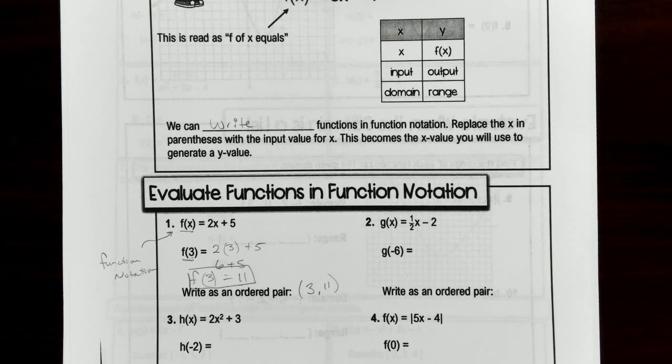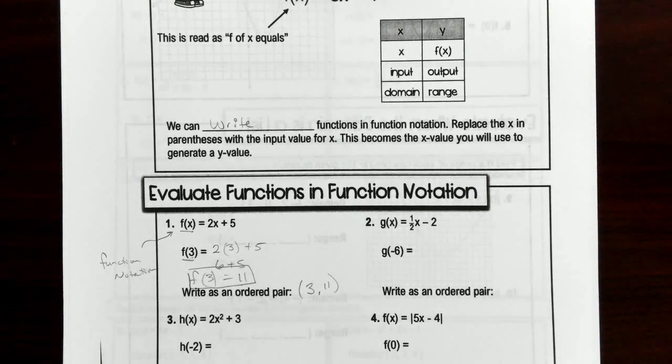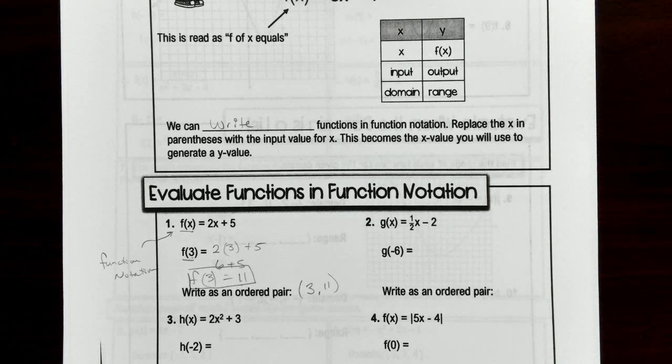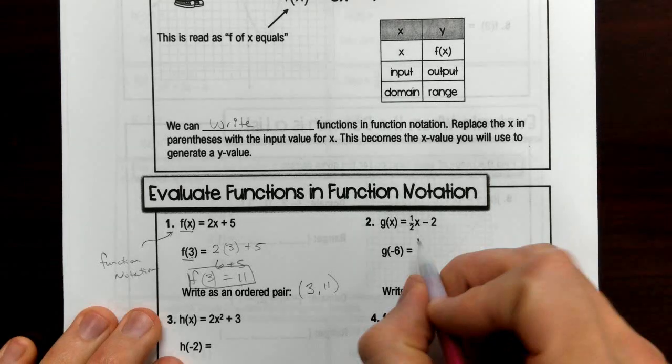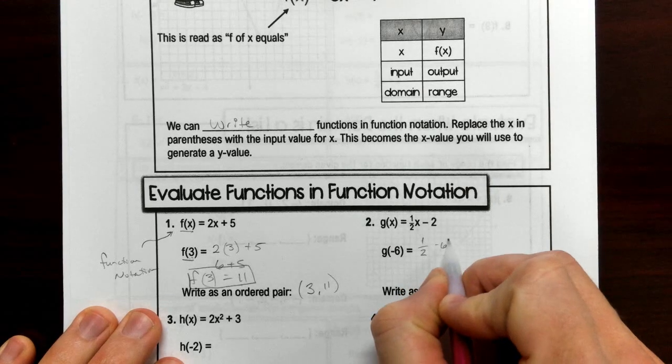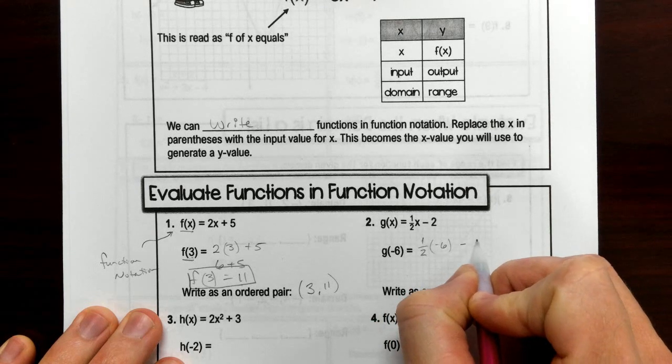So Camelia, you there? Yeah. Hi, can you help me with number 2? Sure. All right, go ahead. So it'd be 1/2, and then in parentheses -6, and then -2.